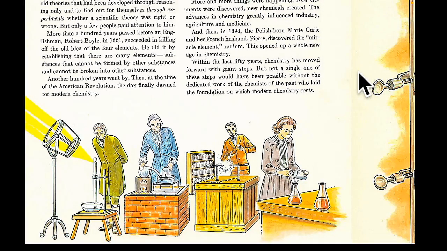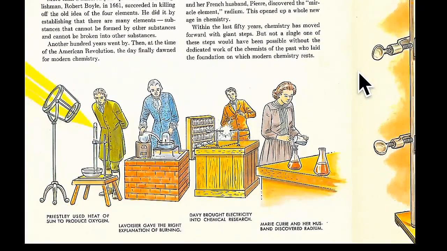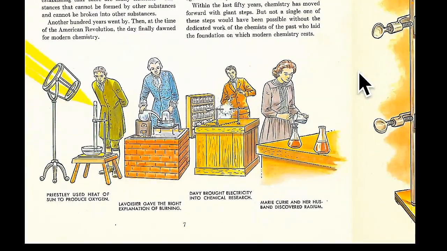Within the last 50 years, chemistry has moved forward with giant steps, but not a single one of these steps would have been possible without the dedicated work of the chemists of the past, who laid the foundation on which modern chemistry rests. Priestley used the heat of the sun to produce oxygen. Lavoisier gave the right explanation of burning. Davy brought electricity into chemical research. Marie Curie and her husband discovered radium.